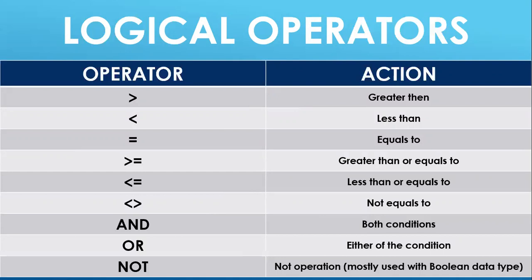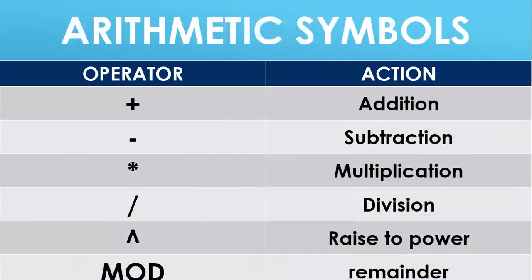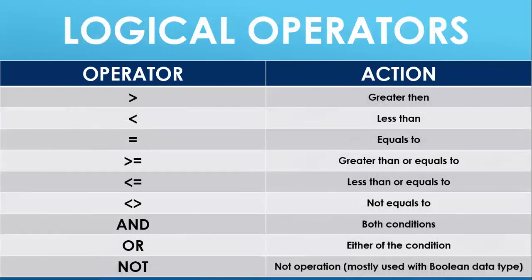So you have to keep an eye on these two slides: arithmetic symbols plus, minus, asterisk, slash, exponentiation, mod. These are used for different calculations. And then greater than, less than, equal to, greater than or equal to, less than or equal to, not equal to, and, or, not. These are the logical operators which will be used when we start working on programming languages. We are going to start working on pseudocodes, and we are going to start working on flowcharts.